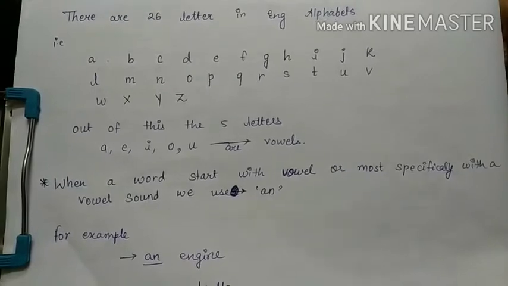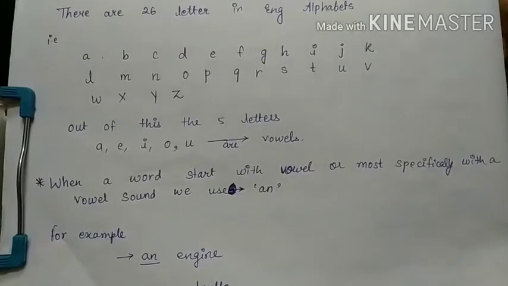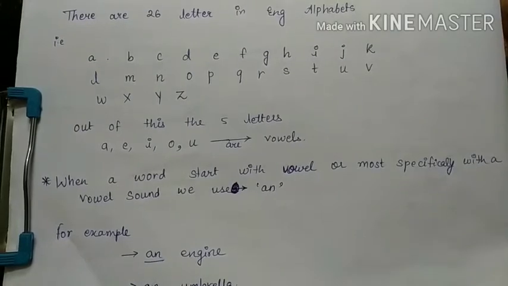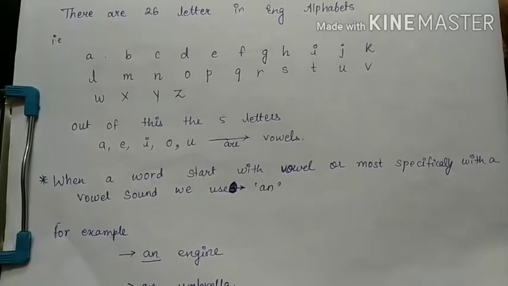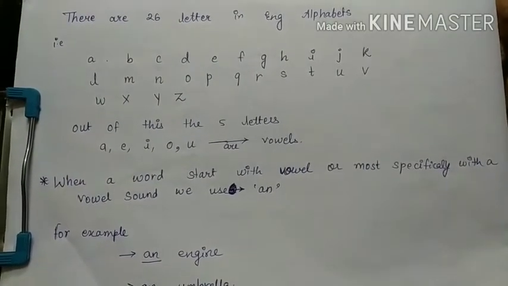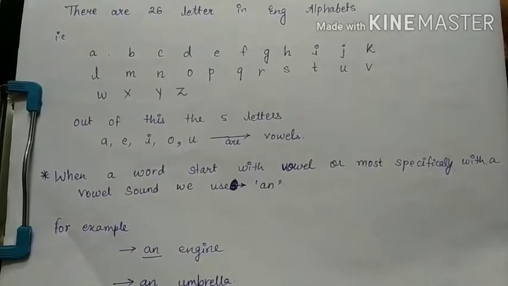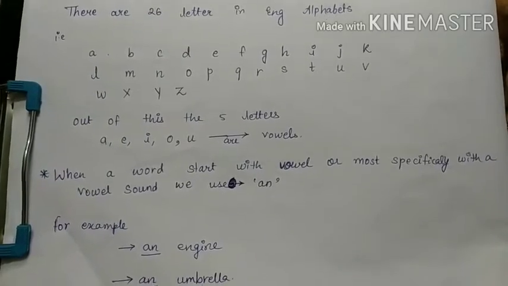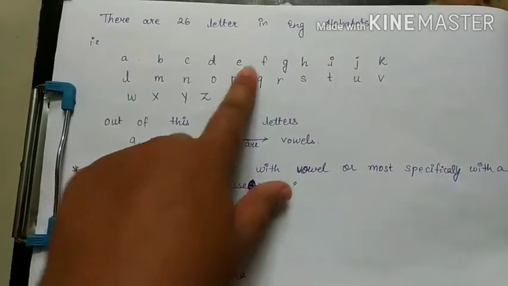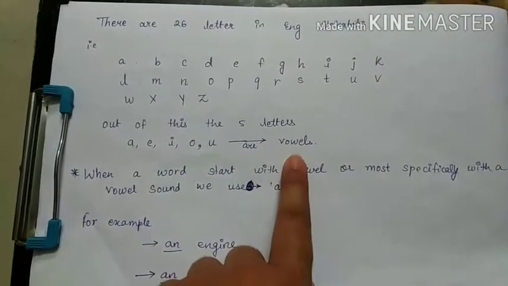There are 26 letters in English alphabets. They are A, B, C, D, E, F, G, H, I, J, K, L, M, N, O, P, Q, R, S, T, U, V, W, X, Y and Z. Out of this, the 5 letters, that is A, E, I, O, U are vowels.